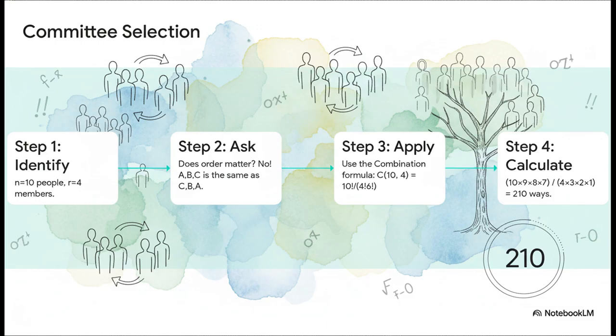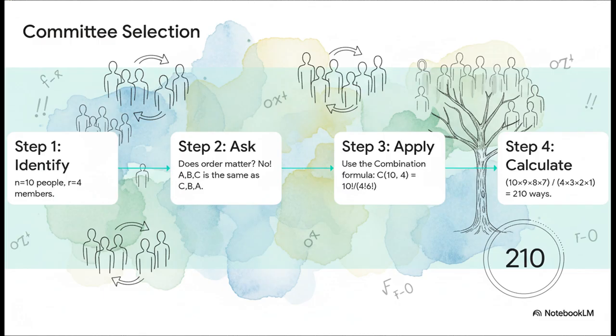Let's put that key question to the test. Imagine we're choosing 4 committee members from our 10 people. So N is 10, R is 4. Does changing the order create a new committee? Nope. A team with Alice, Bob, and Carol is the exact same team as a team with Carol, Bob, and Alice. The outcome is identical.